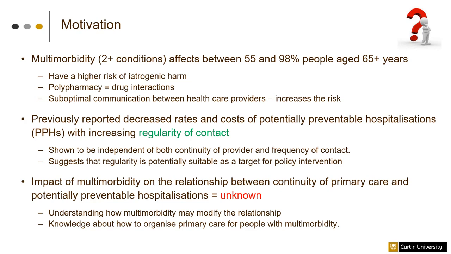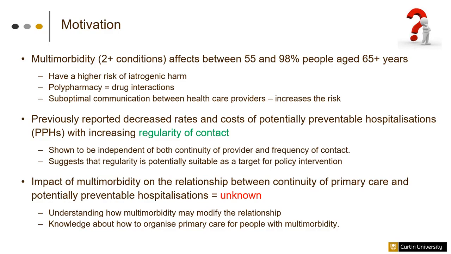We have previously observed decreased rates and costs of potentially preventable hospitalisations with increasing regularity of GP contact, and these associations have been independent of both continuity of provider and frequency of contact. This relationship has made regularity a suitable target for policy. However, the impact of multimorbidity on this association is unknown.